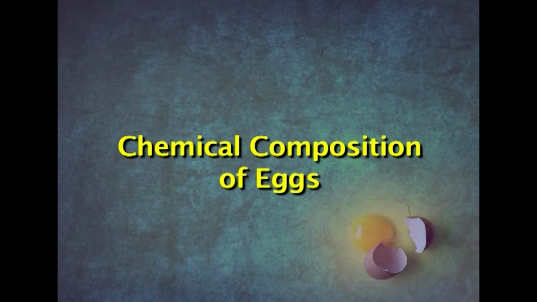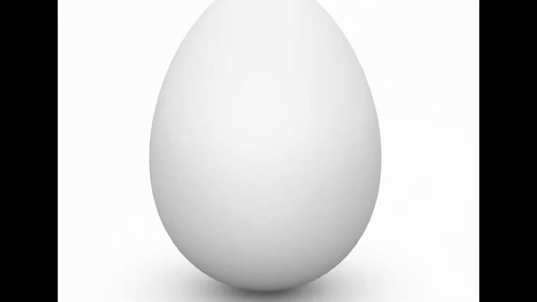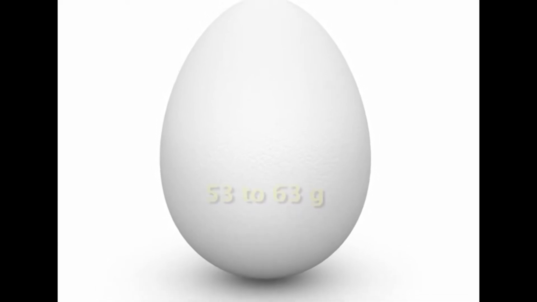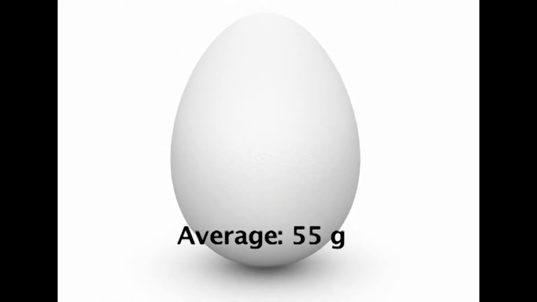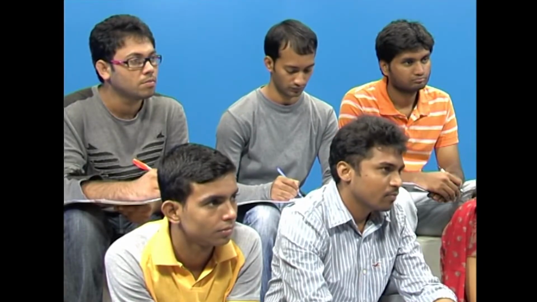Now, the chemical composition of eggs. The weight and composition of table egg is dependent on the heredity, the age, season, diet of the hen and other factors. A typical white egg usually weighs between 53 to 63 grams with an average of 55 grams. Now, egg consists of three main parts as we have seen: the shell, the egg white and the egg yolk. The shell consists of calcite crystals embedded in a matrix of proteins and polysaccharide complex. Now, inside the shell, the viscous colorless liquid is called the egg white, which accounts for about 58% of the total weight.